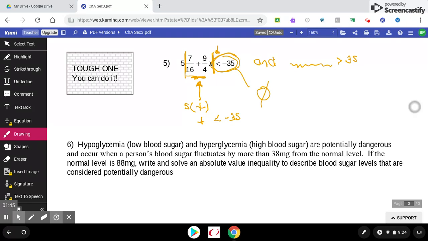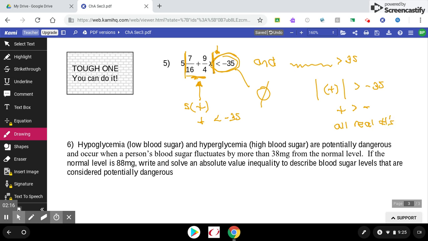Okay, now we do have to point this out as well, though. Let's say that problem said absolute value is greater than negative 35. Well, again, an absolute value always produces a positive number. So how often, guys, is a positive number bigger than negative 35? A positive is always bigger than negative 35, right? So this one, in this case, would be all real numbers.